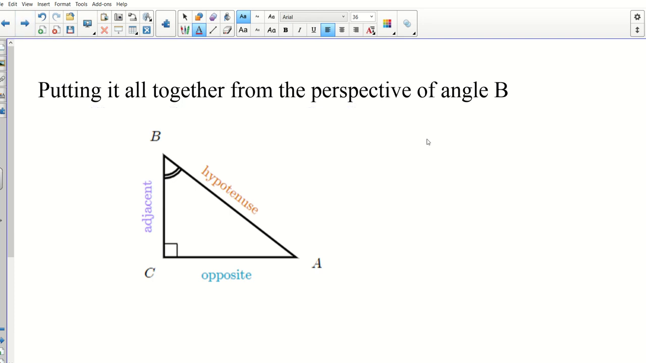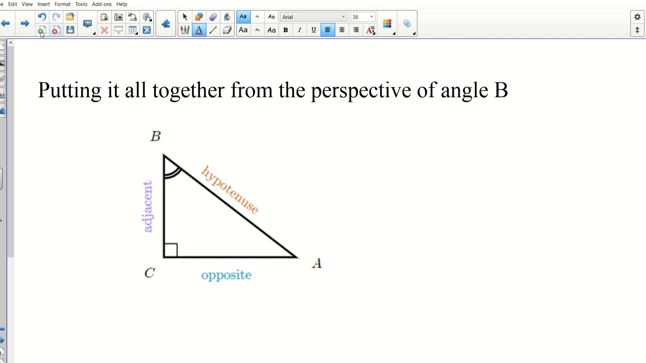Now, if we were to look at it from a different perspective, the perspective of angle B, you'll notice the hypotenuse hasn't changed. Side AB is still the hypotenuse. What has changed are the sides labeled adjacent and opposite. Because angle B is now at the top of the triangle, the adjacent side, the side that is next to angle B, is side BC. The opposite side, the side that is across from angle B, is now side AC.